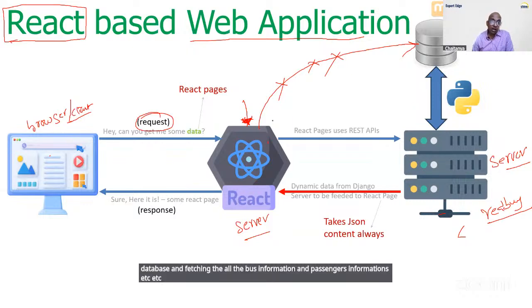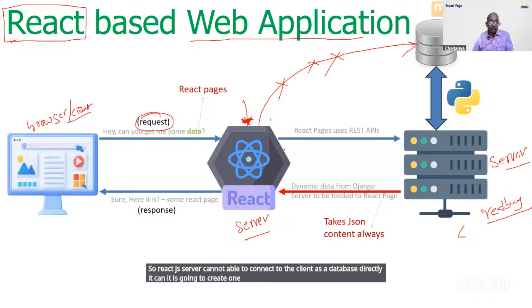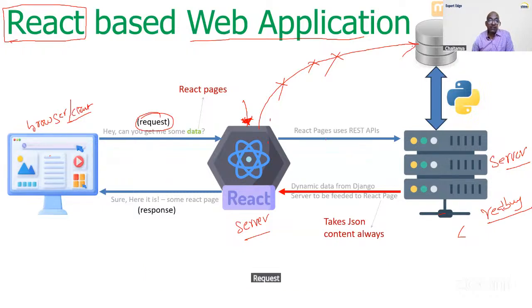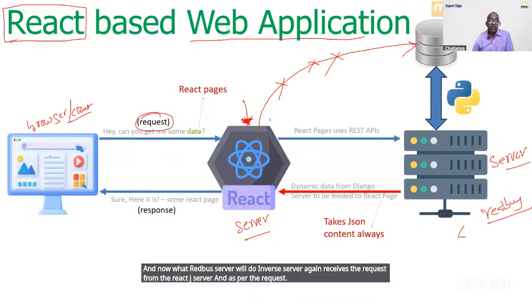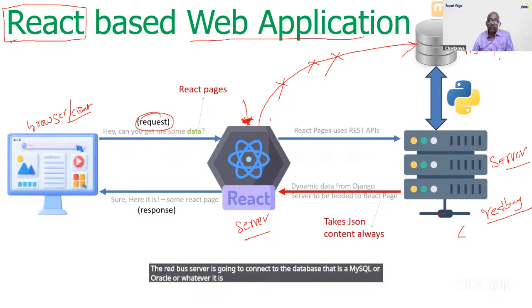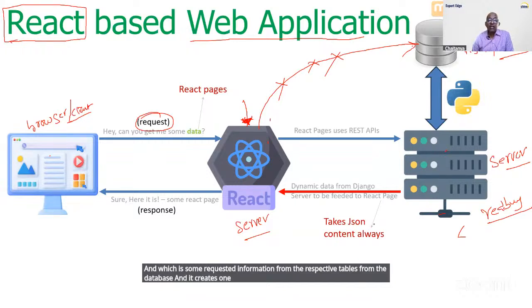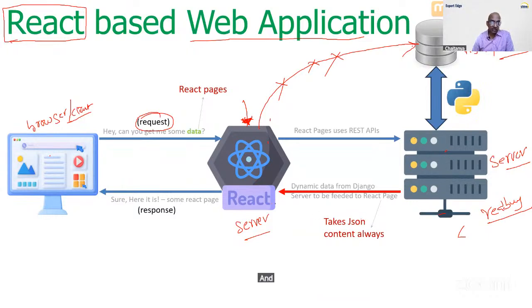So the React JS server cannot connect to the database directly. It is going to create one more request and send that request to the Redbus server. And now what will the Redbus server do? The Redbus server receives the request from the React JS server, and as per the request, it is going to connect to the database, that is MySQL or Oracle or whatever it is, and fetches the requested information from the respective tables in the database, creates one response, places that entire collected data from the database in the response, and sends that response to React JS again.